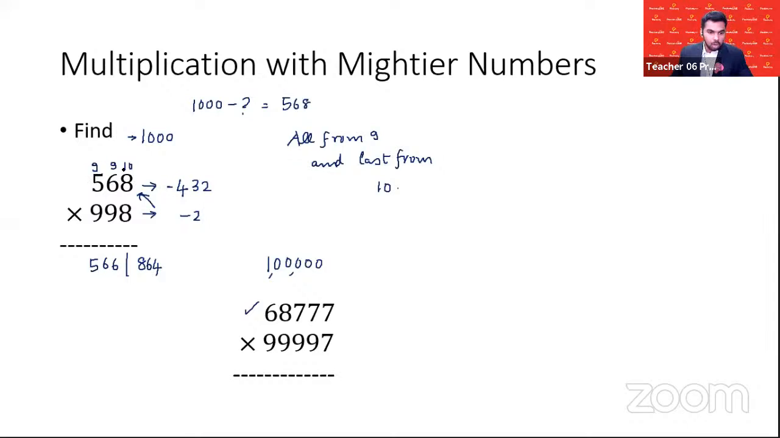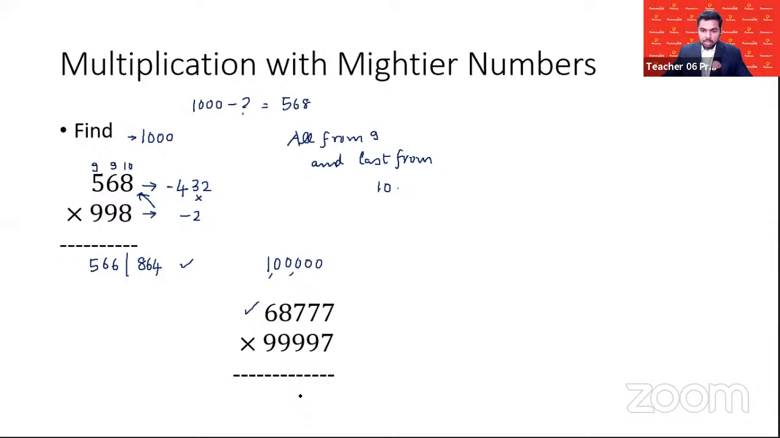9 minus 5 is 4, 9 minus 6 is 3, and 10 minus 8 is 2. So you get 432. That is the deficiency of the number 568 from 1000. Now the deficiency of 998 from 1000 is straightforward. That is minus 2. So that is 864 if you multiply together. Now this number you will write on the right hand side of this line. The number towards the left hand side is 568 minus 2, which is 566. So that is why this answer. So I think Pramil, now your problem is solved.